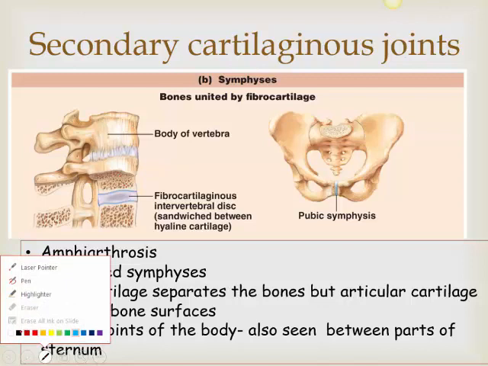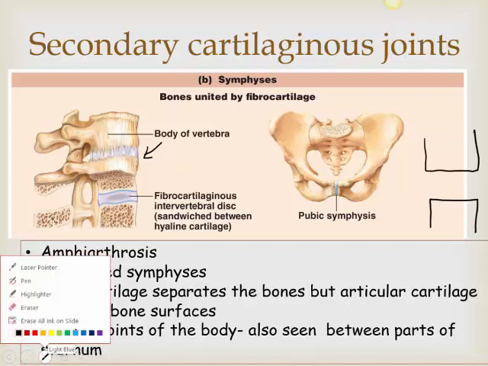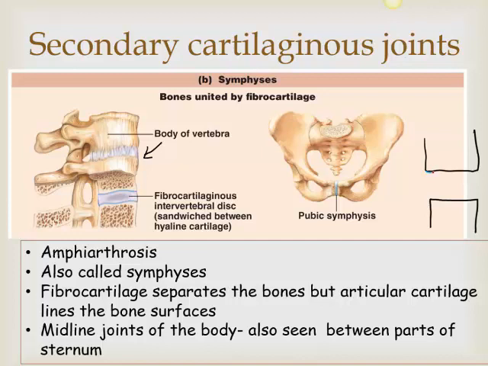So let's take an example. Let me take the example of the intervertebral joint, the joint between the bodies of the vertebrae. So imagine this is the body of the vertebra above, this is the body of the vertebra below. Lining the surfaces of these two bodies up here is hyaline cartilage, which is called articular cartilage. So up here is hyaline articular cartilage. But the main intervening substance between these two bones is this intervertebral disc.